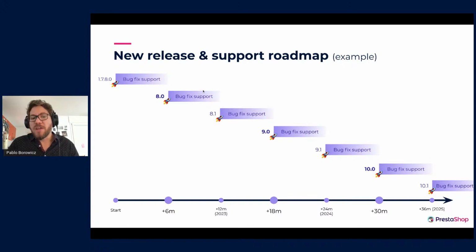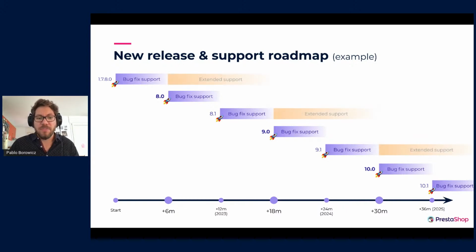So somebody upgrading from 8 to 8.1 would have like 6 months of support, and then they will be forced to upgrade to 9, which will be more costly than if they were upgrading to another minor version. So we took this into account, and we decided to provide 12 months additional security support to every final minor version. And it looks like this. So people who are in 1.7 will be supported for 6 months of bug fixes and then 1 year of security fixes. So they don't need to upgrade to 8 straight away.